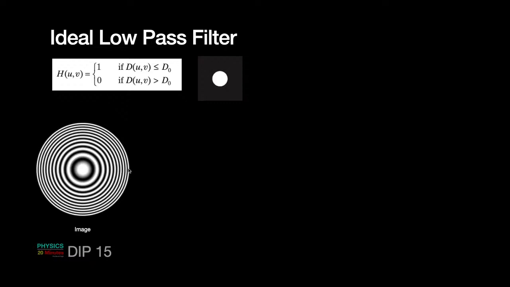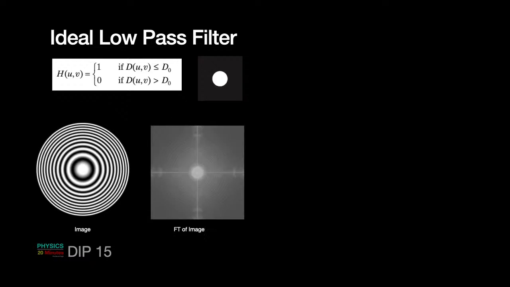Okay, so now let's take its Fourier transform. If you feed it to a Fourier transform function, FFT, DFT, whatever, you will get a Fourier image. So this is the Fourier transform of this image.